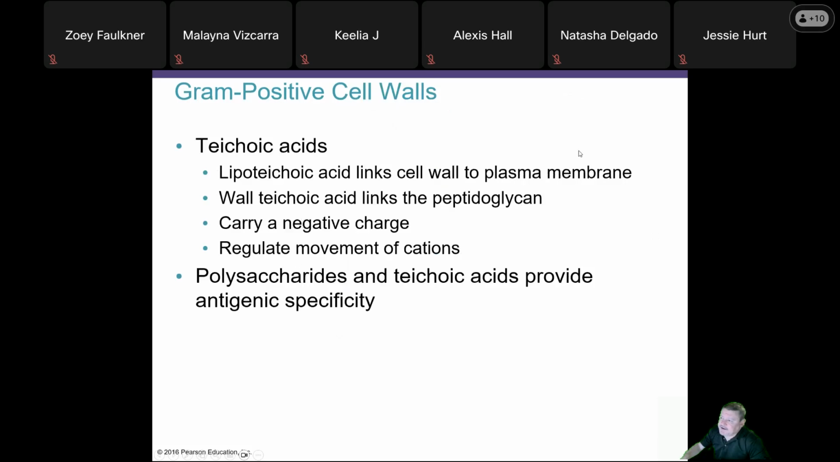These teichoic acids are going to basically link the peptidoglycan, and they carry a negative charge, and that's going to be important when we're staining. If you remember, like charges repel each other, so you're going to do a stain called a negative stain, where the stain is going to be repelled by the bacteria, and the bacteria will appear as basically an uncolored spot on the slide. The background of the slide will be stained, but the bacteria will appear white, right? So this negative charge is going to be responsible for that.